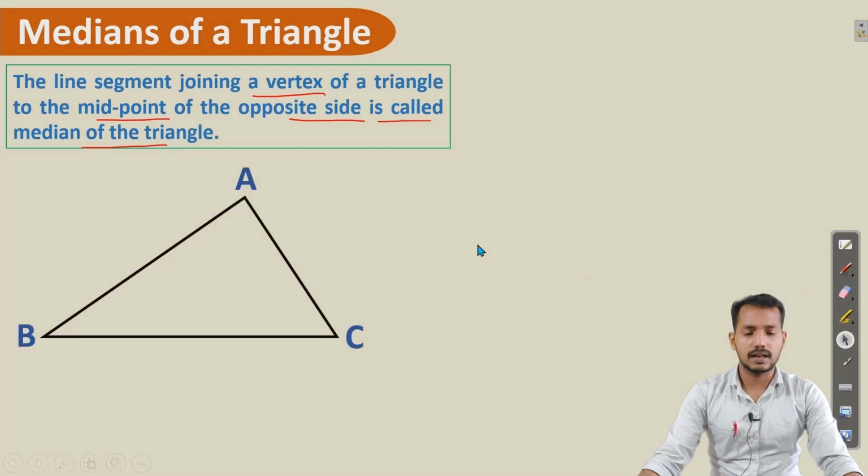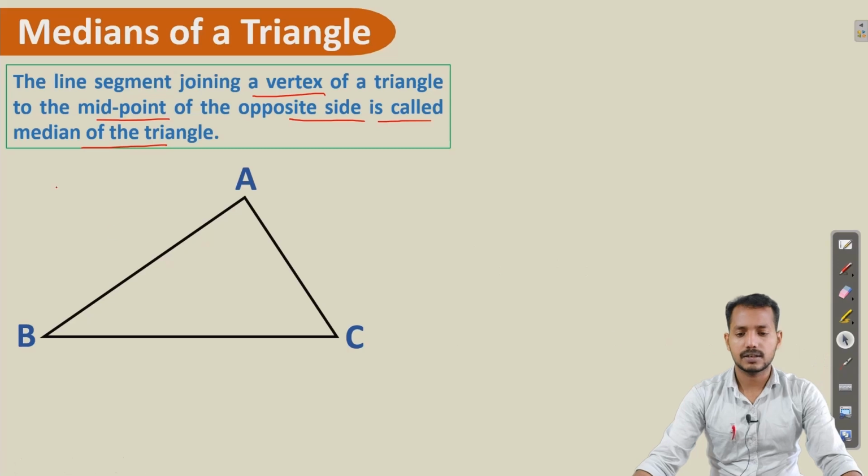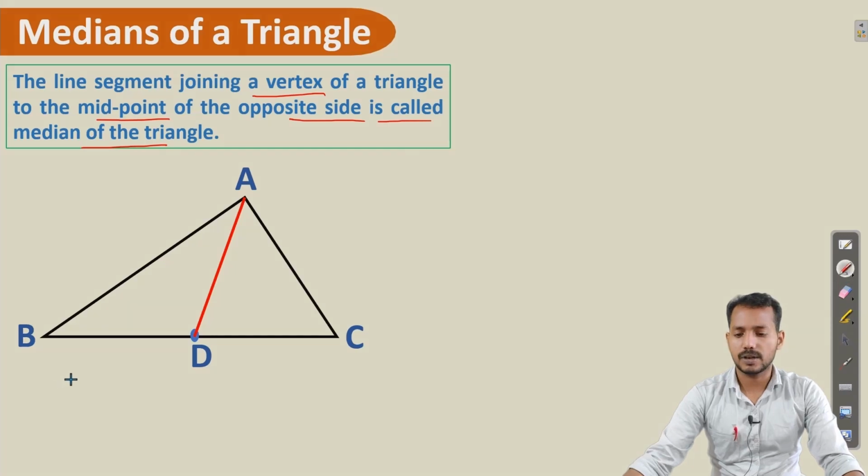Let's consider a triangle ABC, and if we take the midpoint of BC, that is D. Okay, D is the midpoint of BC. And if we draw a line from the vertex A to the midpoint of the opposite side, that is BC, that line segment is called the median of the triangle. You can see AD, the red line AD, is the median of the triangle. So AD is a median.